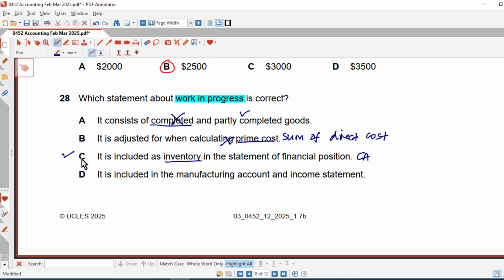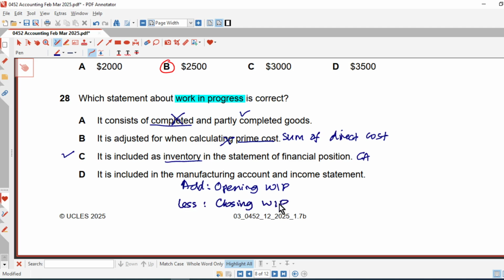But we're going to check option D just in case. It is included in the manufacturing account. Yes, we are going to adjust. Well, do we? Yeah, I mean we do, right? We do add in opening WIP less closing WIP. You add opening work in progress less closing work in progress to find your production costs.